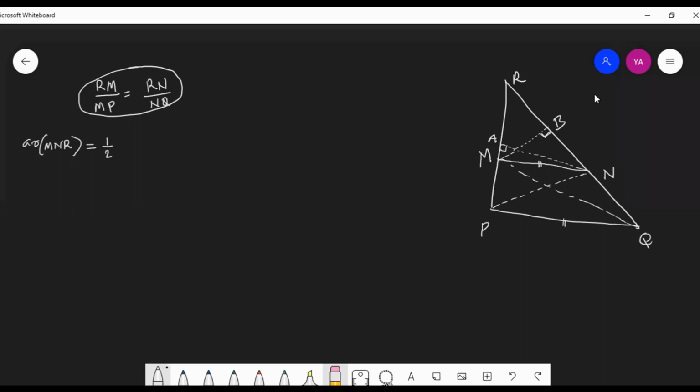So here, if we choose RM as the base, MR and RM are the same. Then the height from the side MR to the opposite vertex is AN, right? We have marked 90 degrees here. So AN will be the height of the triangle if MR is chosen as the base. So half into MR into AN will come.